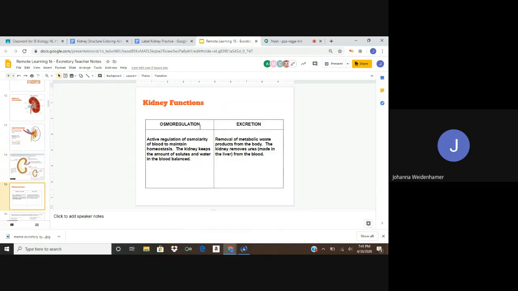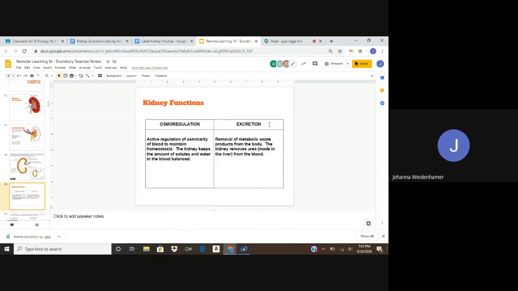So first off, we have osmoregulation, which we've already talked about before in our previous lesson. So osmoregulation, again, we can think, okay, we're regulating the osmolarity. Osmoregulation is the active regulation of osmolarity of blood to maintain homeostasis. That's the big goal here. The kidney keeps the amount of solutes and water in the blood balanced, and that's what we need, that's what we want to be able to survive.